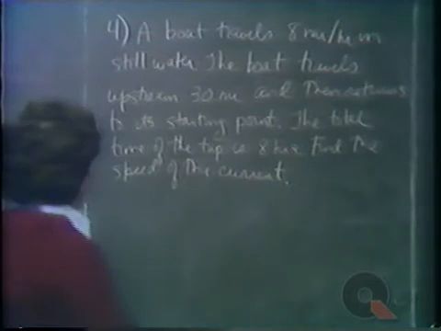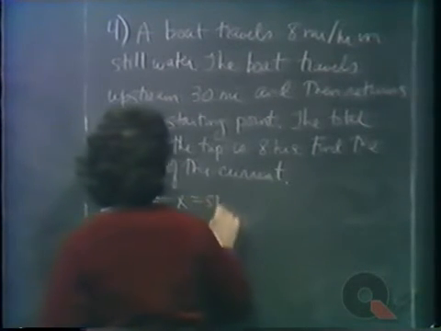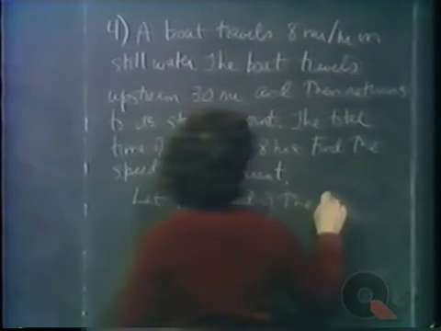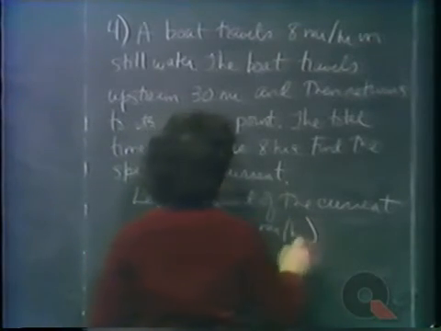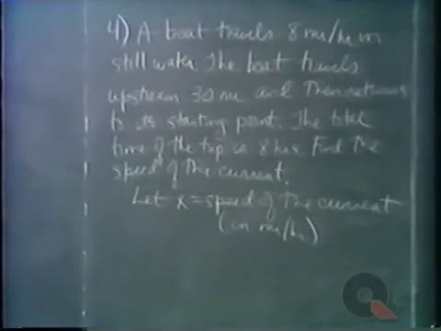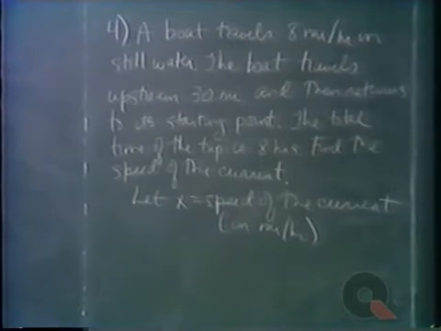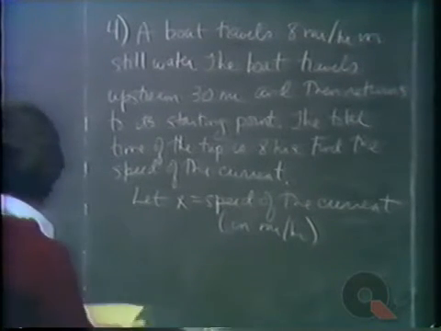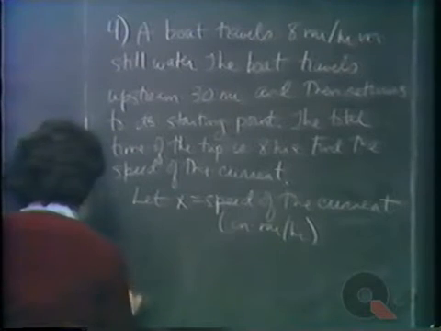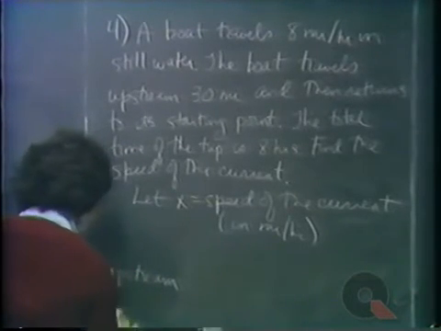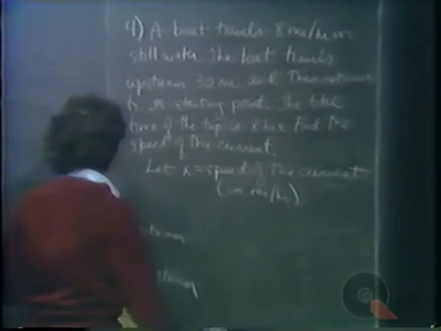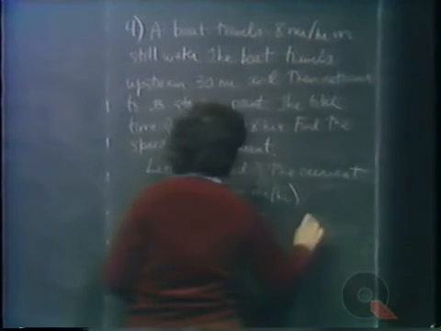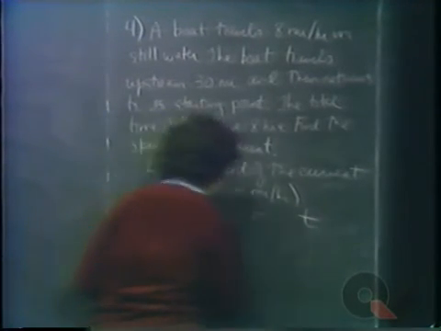All right, we can let x equal the speed of the current in miles per hour. And like with the other distance problems that we've worked out, the best way to handle something like this is to make a small chart which indicates the upstream and downstream information. Keeping in mind that distance is equal to rate times time, we will have columns for D, R, and T, distance, rate, and time.